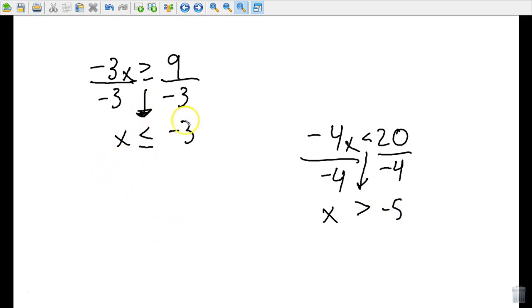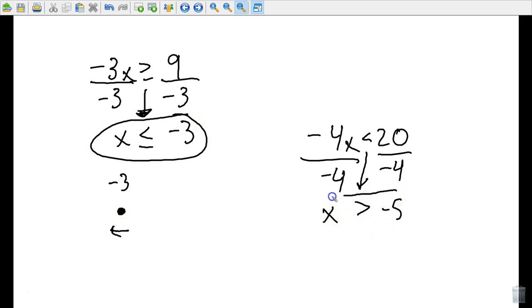So for this one, step 1 would be negative 3. We know it's a closed dot. And then the variable is on the left, so we follow the arrow, we're going to the left. This one, we only care about the answer. So that is where I get this. I get it from the answer. This is my answer. So this is what I care about when I'm doing my number line.